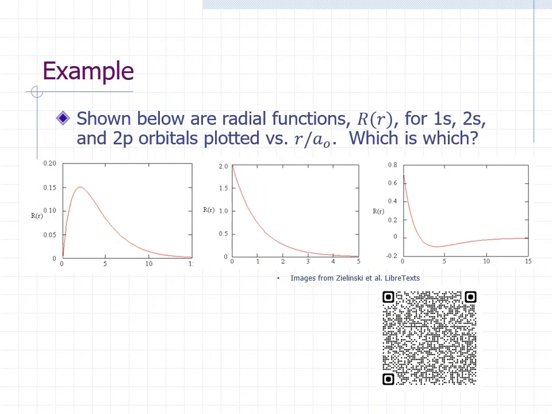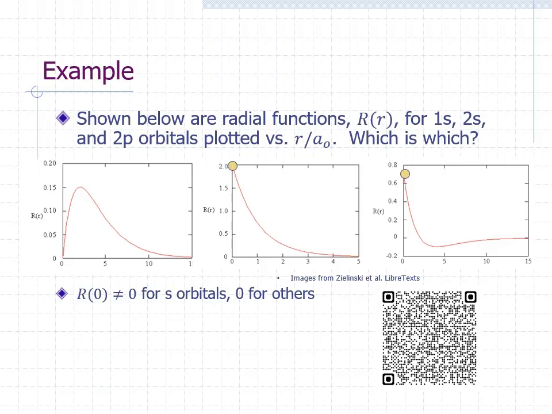Shown below are plots of the radial function for 1s, 2s, and 2p orbitals of hydrogen. One unit on the horizontal axis corresponds to 1 Bohr radius. Which plot corresponds to which orbital? Let's see. Recall that at the nucleus, the radial function is non-zero for s orbitals, but is 0 for others. This means that the two plots on the right are s orbitals.